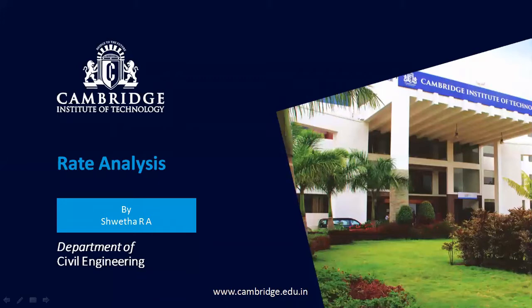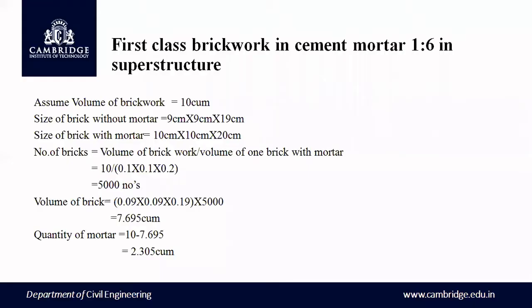In this lecture, I am going to explain rate analysis of first class brickwork in cement mortar 1:6 in superstructure. Initially, we have to assume the volume of brickwork, that is 10 cubic meter. We know that the size of brick without mortar is 9 centimeter by 9 centimeter by 19 centimeter. Next, the size of brick considering the mortar joints is 10 centimeter by 10 centimeter by 20 centimeter.